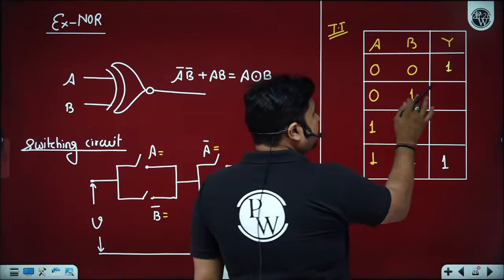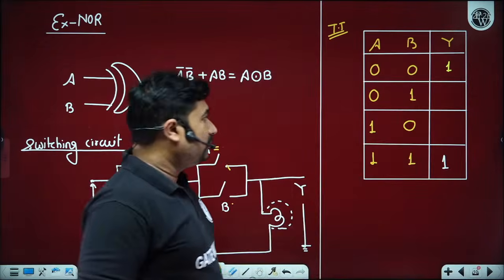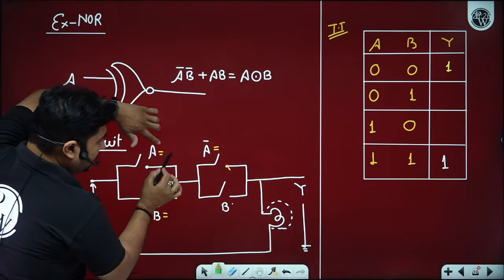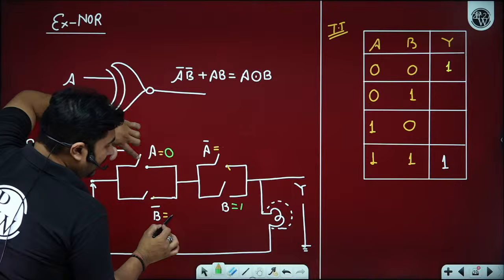In case we have 0 1, then for 0 1, if A is 0, please observe, and B is 1, then B bar is 0.